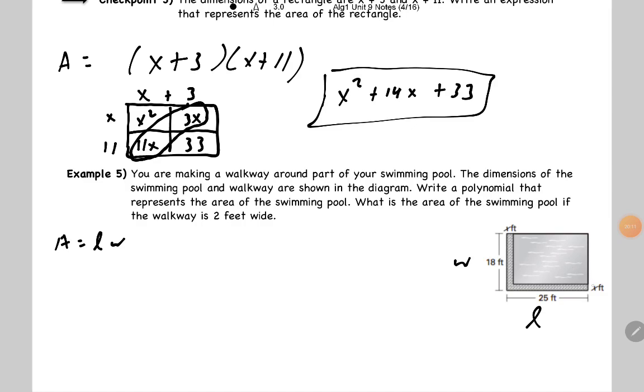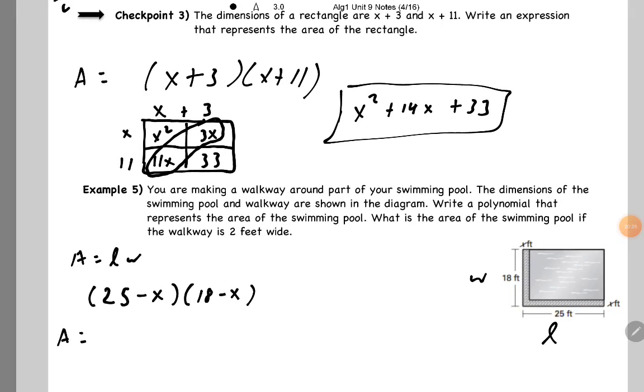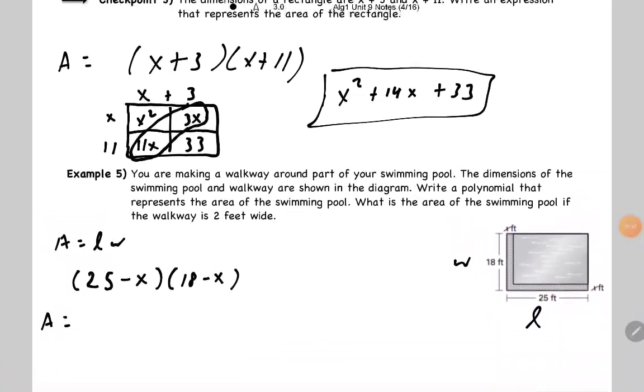So they made an x foot pathway here. So my length of the pool, not the pool plus the walkway, is 25 minus x, because we have to subtract the walkway. My width is going to be 18 minus x. So my area, if we do FOIL, first numbers, 25 times 18 is 450.